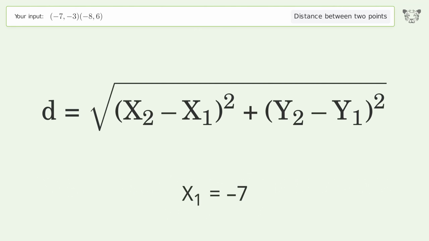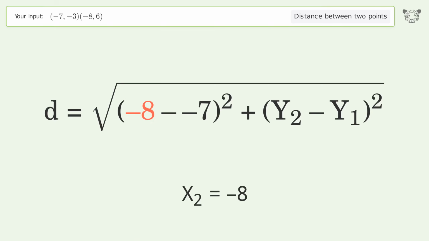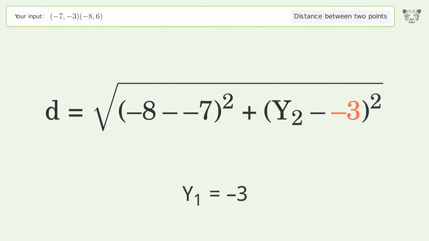x1 equals -7. x2 equals -8. y1 equals -3. y2 equals 6.